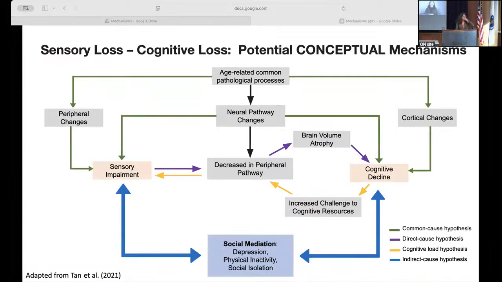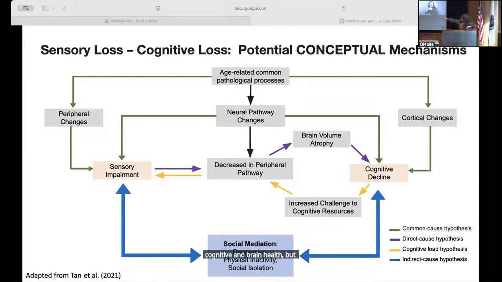Okay, so we started with this, I cannot say the word strongly enough, conceptual framework, where we thought, let's just try to get some cards on the table about potential mechanisms. And so we sketched out the possibilities of common, third variable, shared, age-related biological processes that could affect sensory function and cognitive and brain health, but are not causally related to each other.